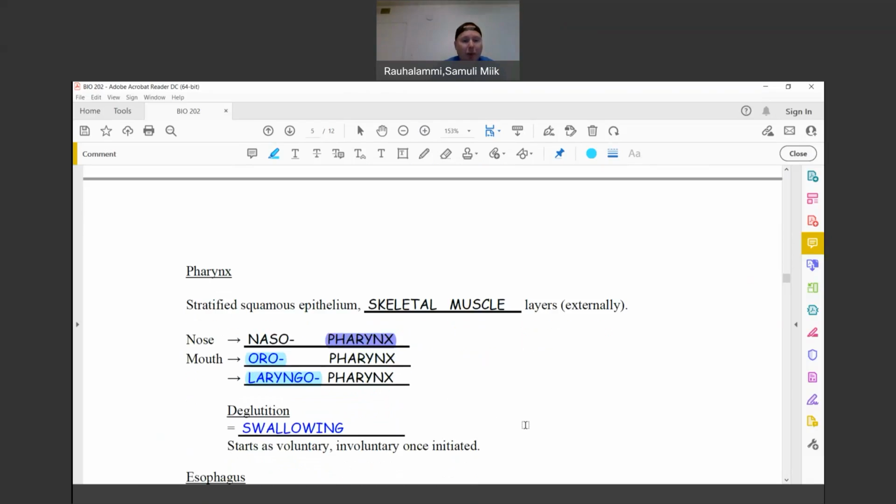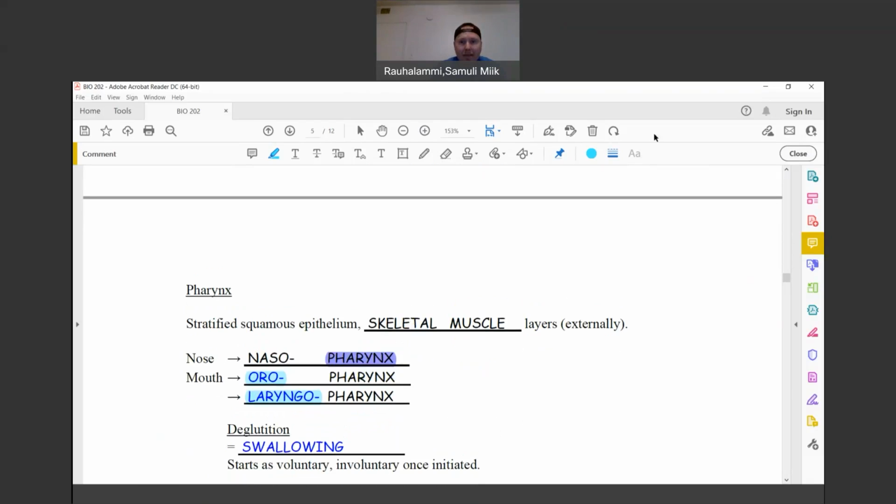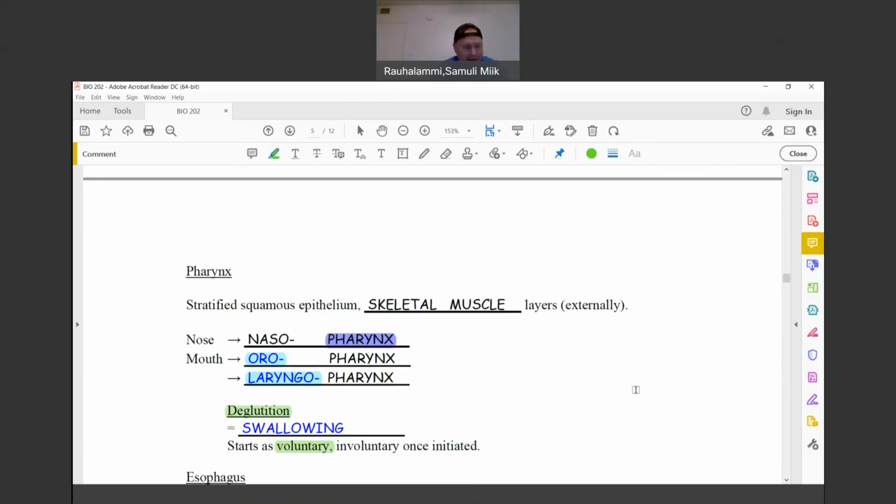When we talk about the process of swallowing in a scientific sense, the proper term to use would be deglutition. Deglutition is the process of swallowing. Remember that swallowing starts voluntary. You can control when you want to swallow, but once it has been initiated, it does become involuntary. You can't stop the process of swallowing halfway through. It's just going to happen. So that's what I had to say about that.